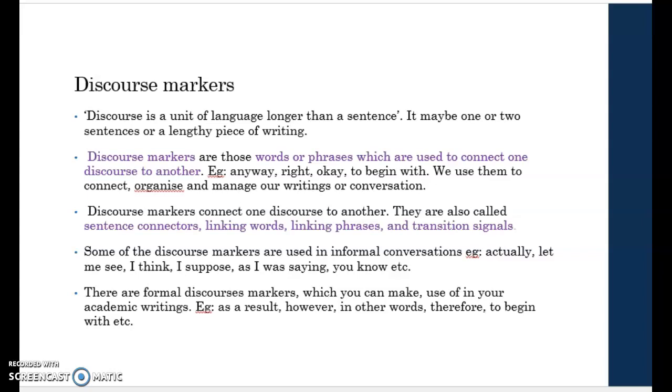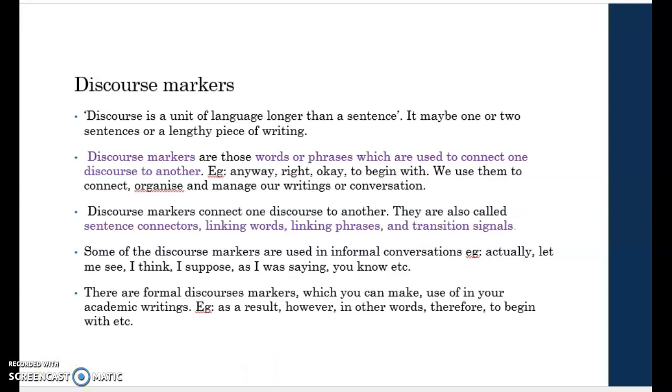For example, in informal conversations, we say something and then connect one sentence to another by using words like "I think" or "actually". So discourse markers are words used to connect two sentences. It's like a linking word or a sentence connector that can be used to connect one sentence to another one.